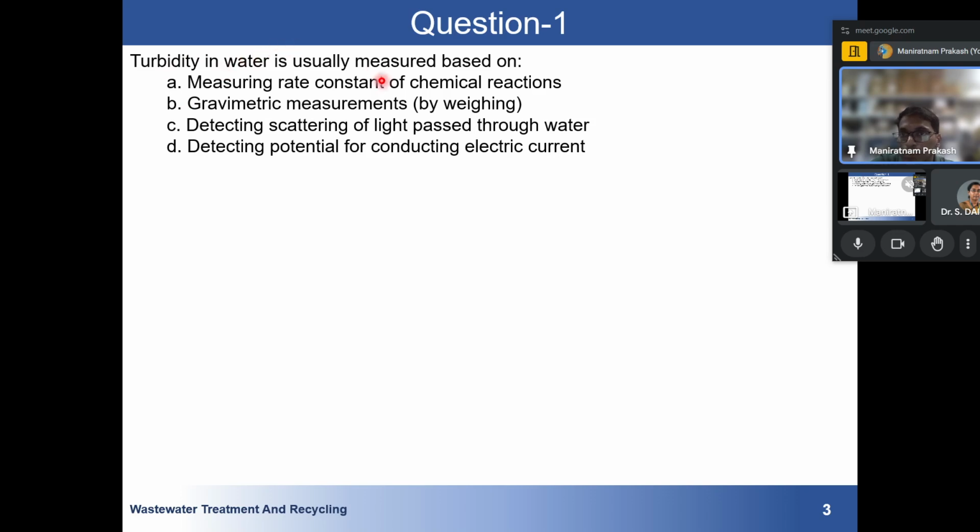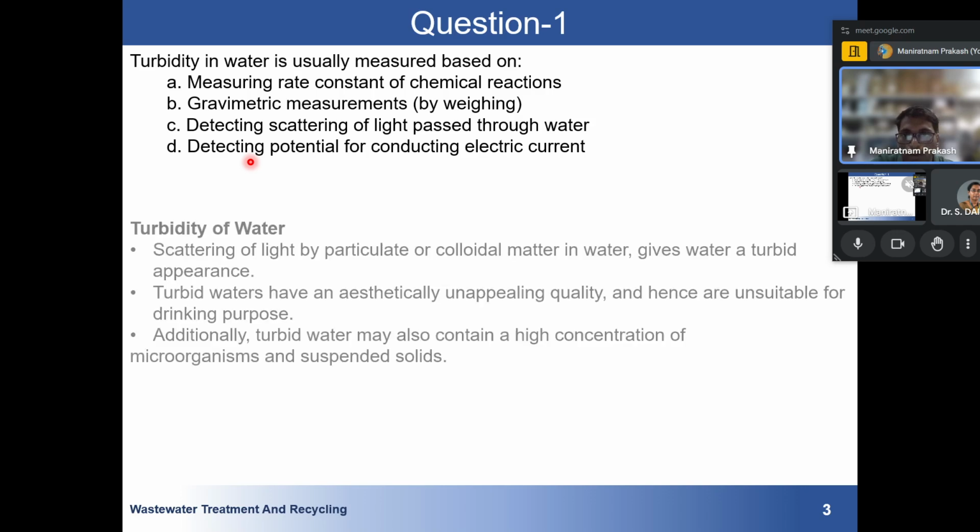Turbidity in water is usually measured based on: we have four options, that is measuring the rate constant of a chemical reaction, gravimetric measurement by weighing, detecting the scattering of light passed through the water, or detecting potential for conducting electric current. If you have attended the class, this is a very simple question: turbidity is due to the scattering of light. So I will just recap how turbidity is defined.